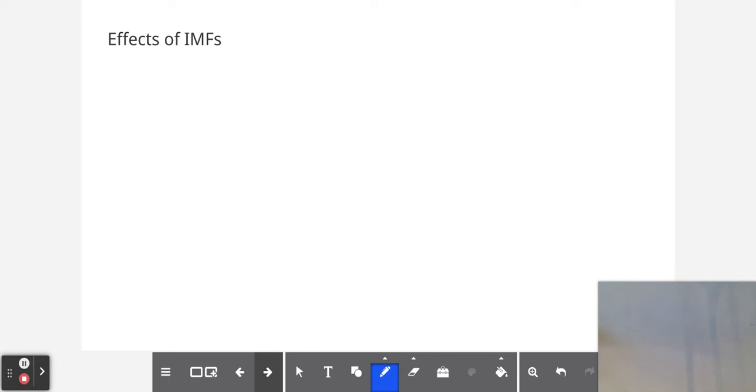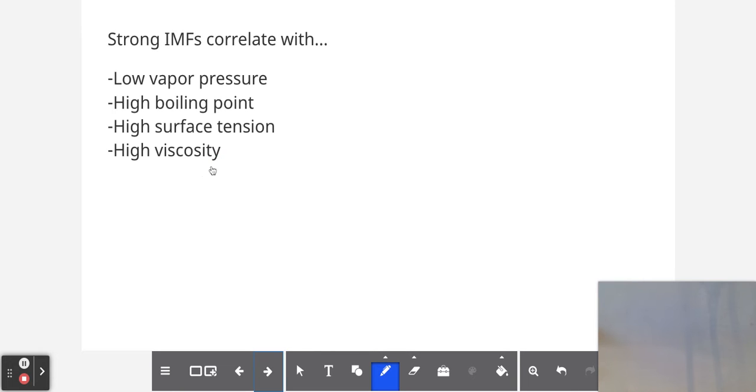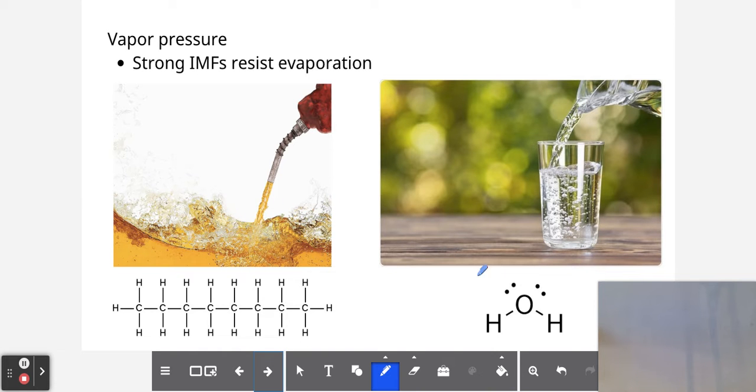In this video, we're going to learn about the effects that IMFs have on the physical properties of different molecular compounds. So in general, strong IMFs correlate with a compound having very low vapor pressure, a high boiling point, high surface tension, and high viscosity. And we're going to go into why right now.